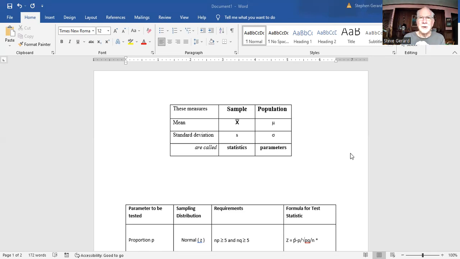Why introduce this level of complexity? Well, it's because you can work with them differently. You have to work with them differently. With the population, we assume we have all the cases that are possible.